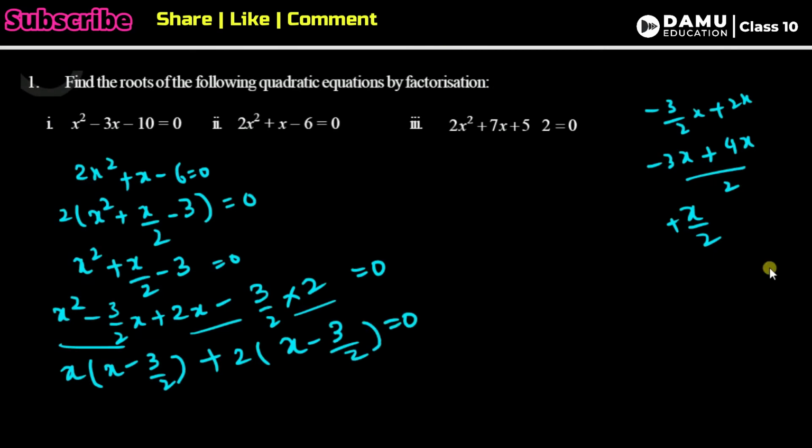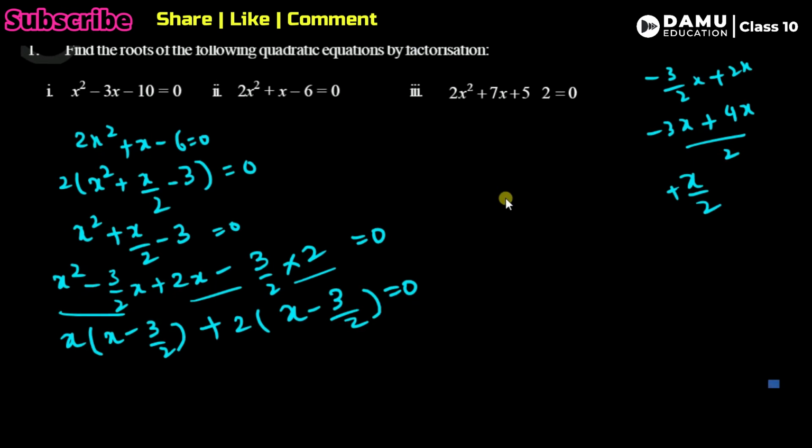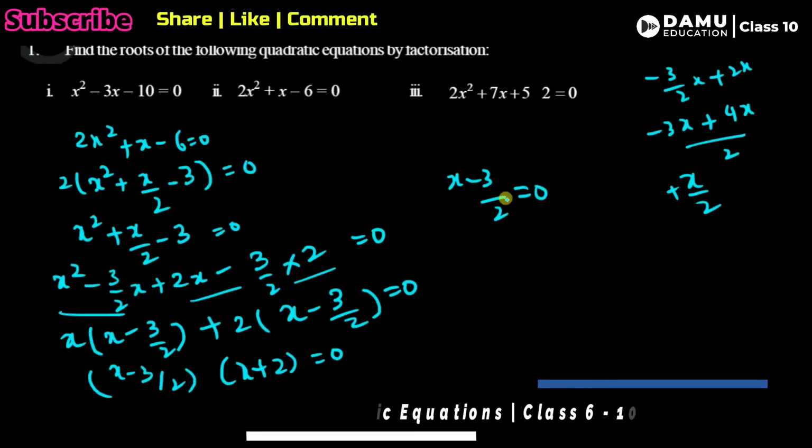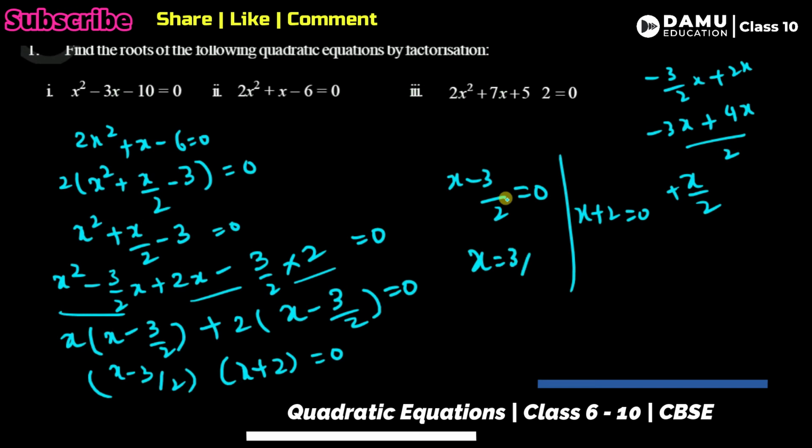Then what is the value of this? So x minus 3 by 2 into x plus 2, that will be equal to 0. Either x minus 3 by 2 will be equal to 0 or x plus 2 will be equal to 0. Then x equals 3 by 2, then x equals minus 2. Like this also we can find the solutions.